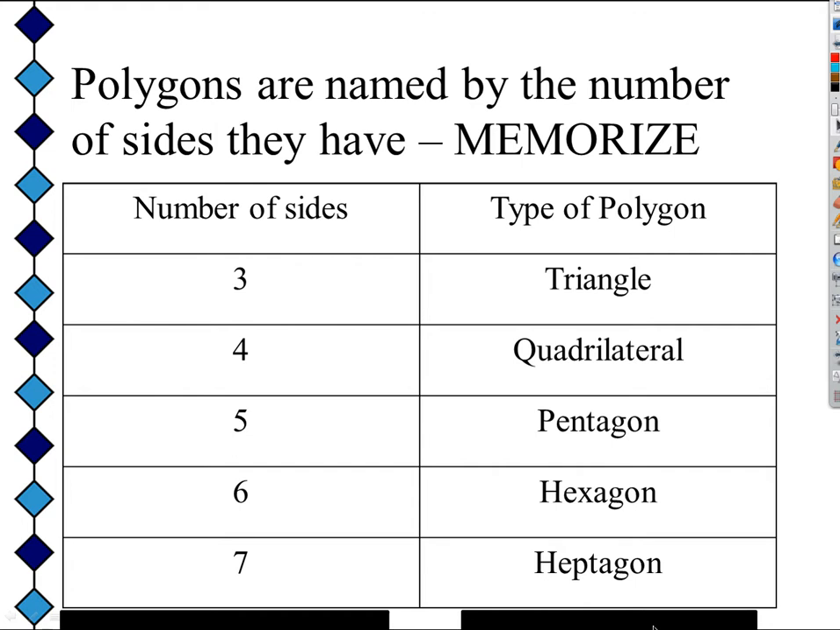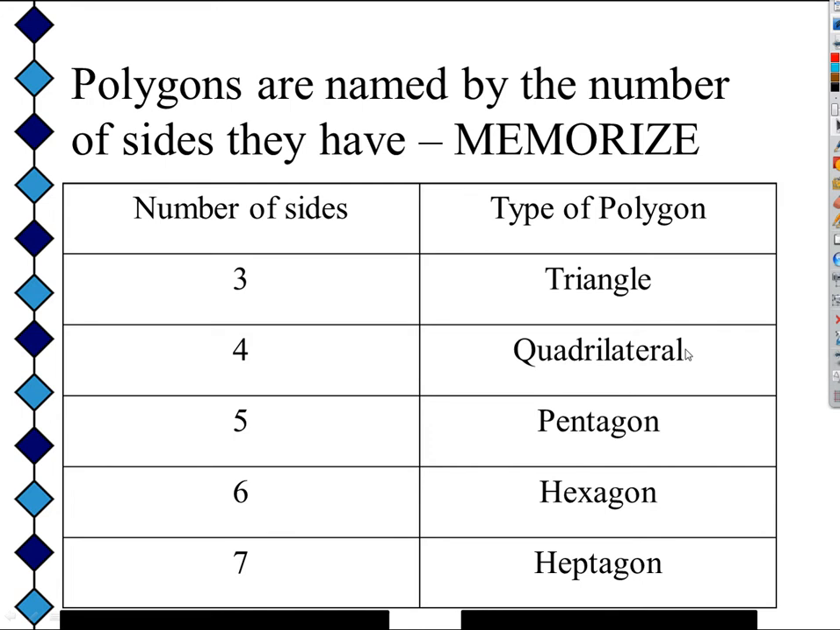Polygons are named by the number of sides. It says memorize, but I don't. Be familiar with them. 3 sides, obviously we dealt with that a bunch. That's a triangle. 4 sides, quadrilateral. Quad meaning 4, right? And then we start getting into the more standardized names.